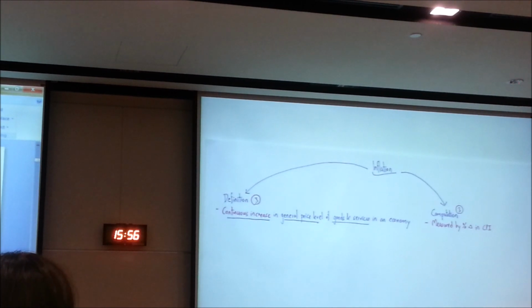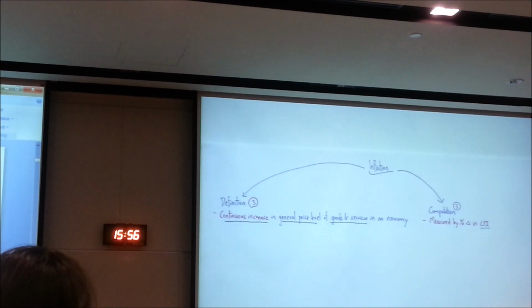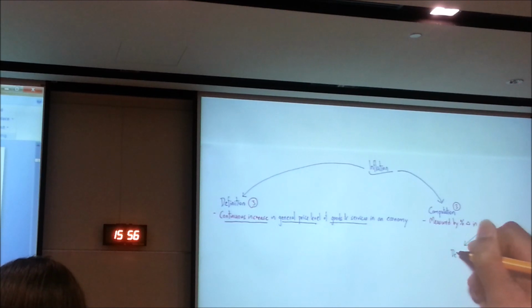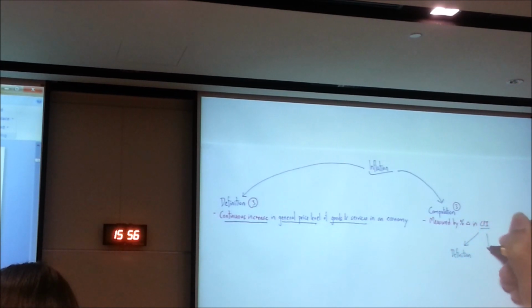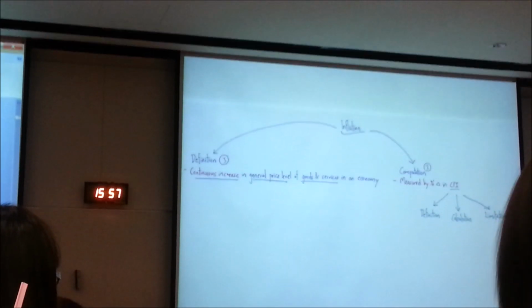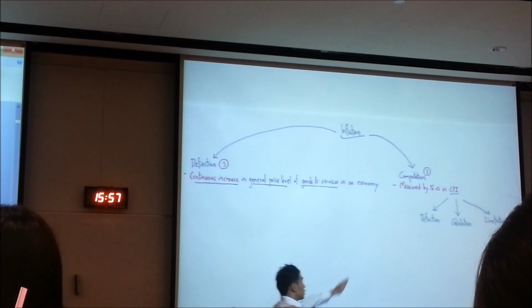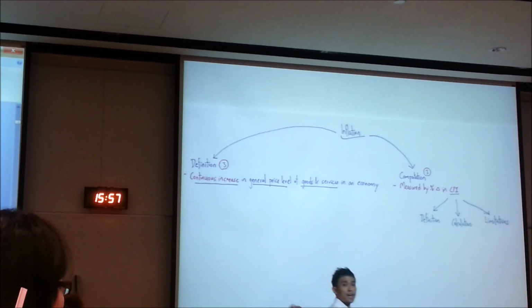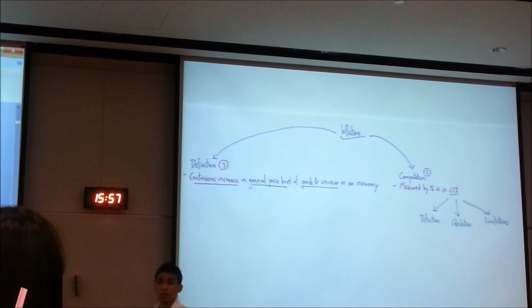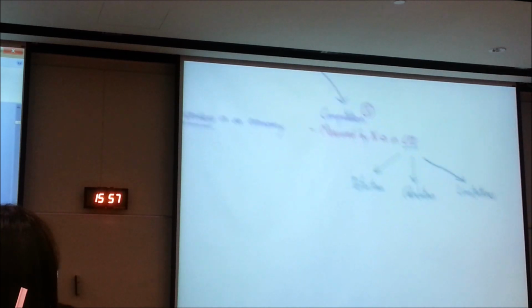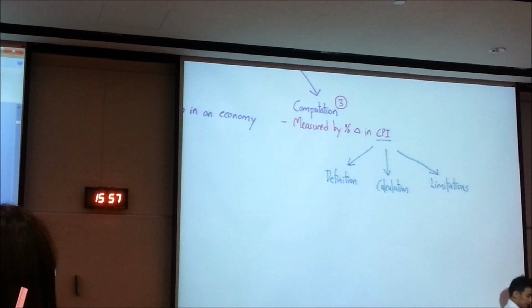Next level. Let's take a look now. Under CPI itself, we can zoom down into the definition of CPI. There are three things you need to understand. Definition: what is the definition of CPI? Second, calculation: how do you calculate CPI? Last one is limitation: why is CPI limited? What are the bad things of CPI to measure inflation? Definition, calculation, and limitation.